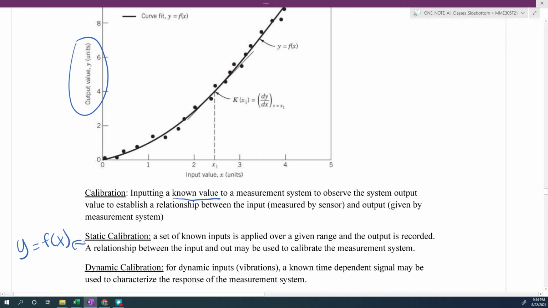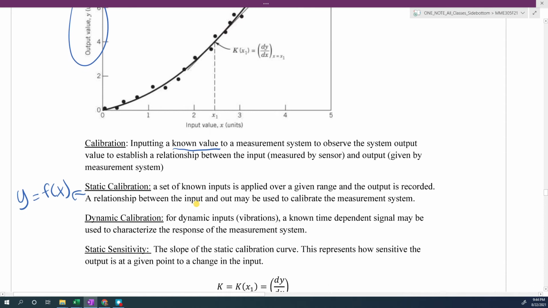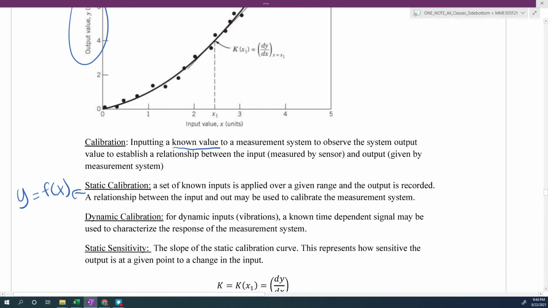A dynamic calibration is basically when, instead of our input being independent of time, it has a time factor as well. So we can use a dynamic calibration to determine the time-dependent response of our system. We're going to talk a little bit more about that later in the semester, but that's just the difference between the two.